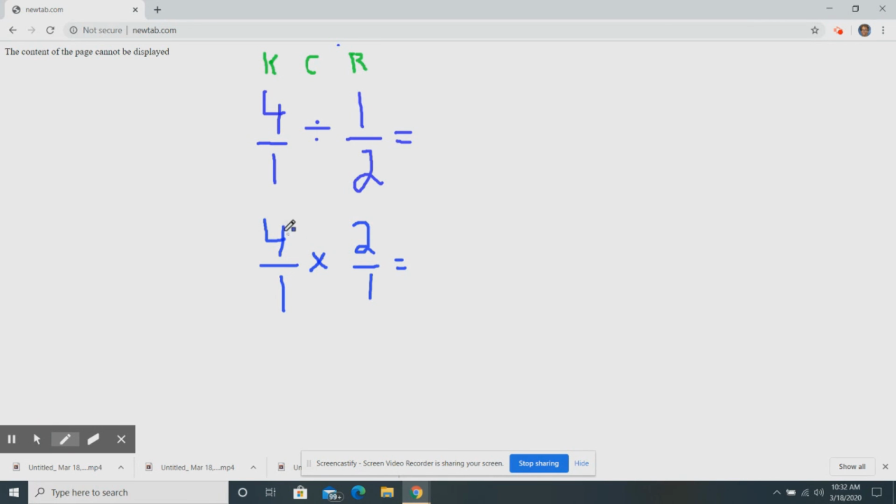Multiply numerator times numerator first. 4 times 2 is 8. Then the denominator times denominator, so 1 times 1 is going to give me a 1. And up here, a whole number over 1 is the same thing as a whole number. So 8 over 1 is the same thing as just simply 8.